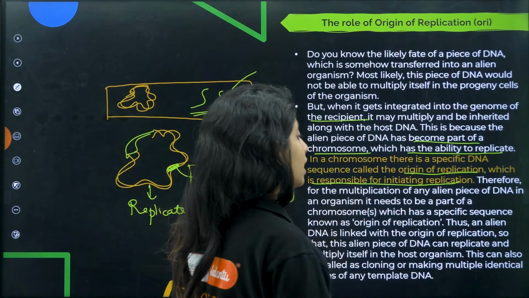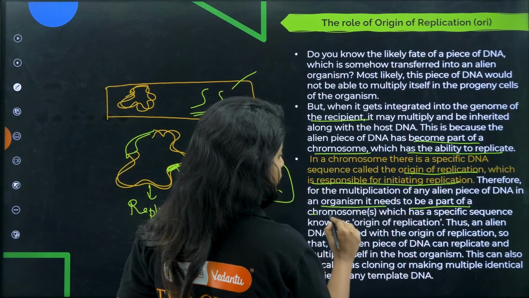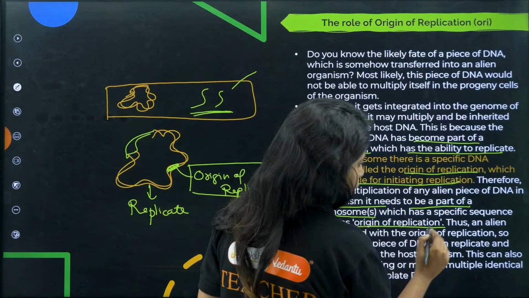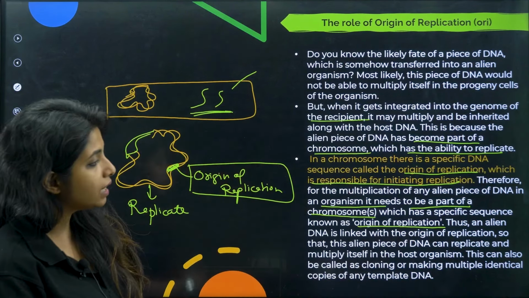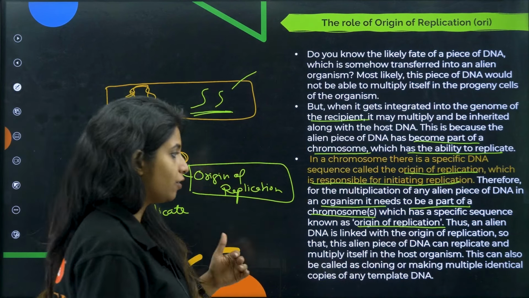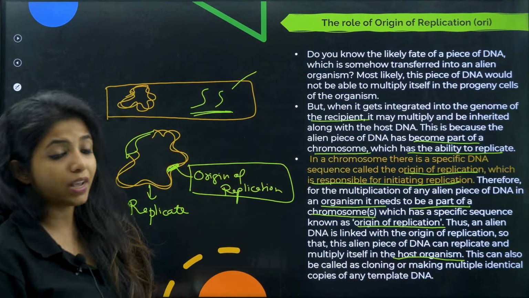Therefore, for multiplication of any alien piece of DNA in an organism, it needs to be a part of the chromosome, which has a specific sequence that is known as origin of replication. Thus, an alien DNA is linked with the origin of replication so that this alien piece of DNA can replicate and multiply itself in the host organism. This can also be known as cloning.